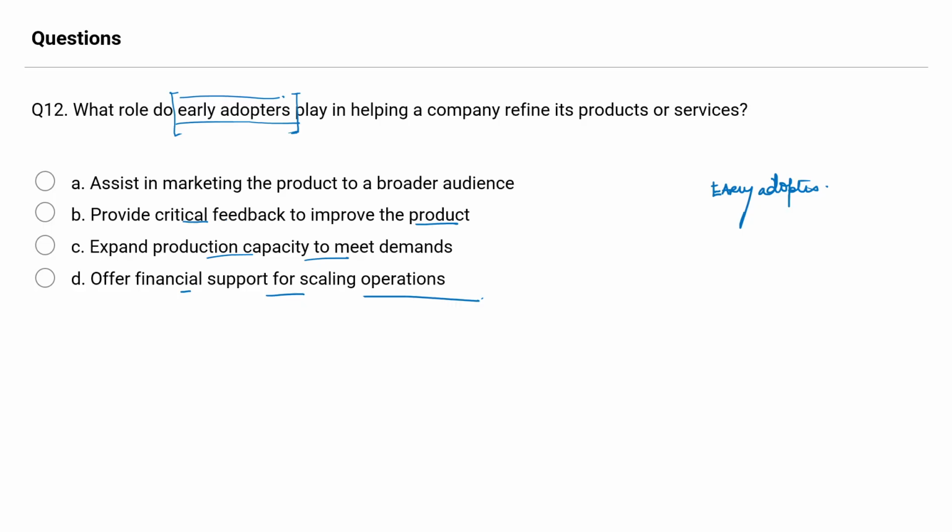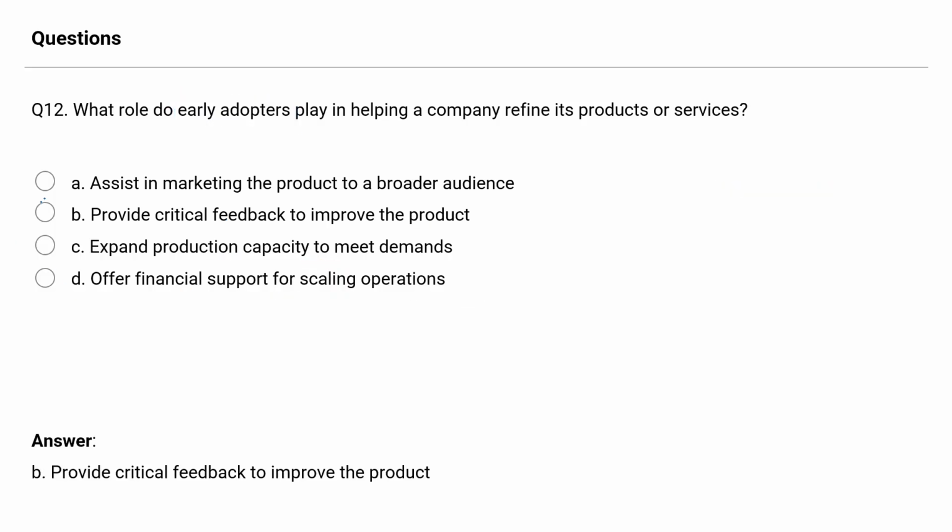Let's see the correct answer and then we'll explore the options. So the correct answer is option B, provide critical feedback to improve the product. And if we reflect upon the other choices, offer financial support for scaling operations? No, they don't offer the funding. They are basically a kind of customer segment. It's just that they are wearing the customer hat. They are not funders, right? They are not funders. Please understand.